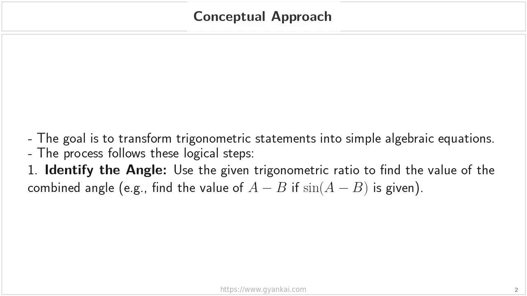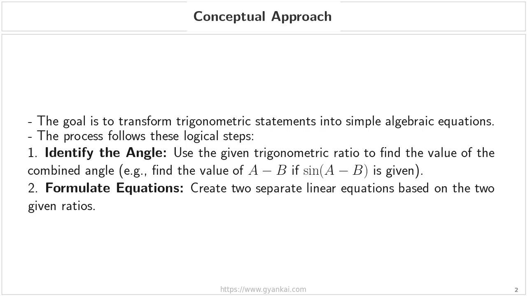First, we must identify the angle. Instead of looking at the whole expression, we use the given trigonometric ratio and our knowledge of standard values to find the value of the combined angle. For example, if you are given the sine of A minus B, your first task is to determine exactly what that entire expression, A minus B, equals in degrees.